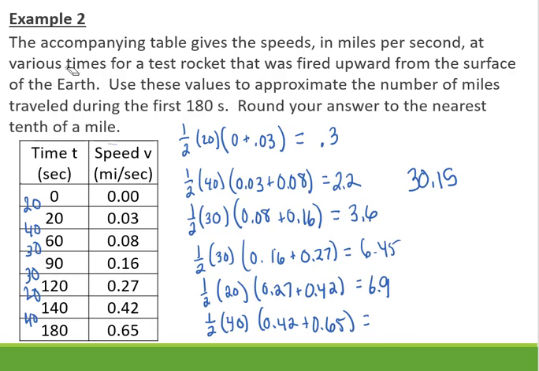So this answer is not right. It is 40.85, and Mr. Jeans would be proud of me. I remembered my units. I didn't remember them up here, and I got a little mad at myself. Okay, I apologize. So that is our trapezoidal rule.